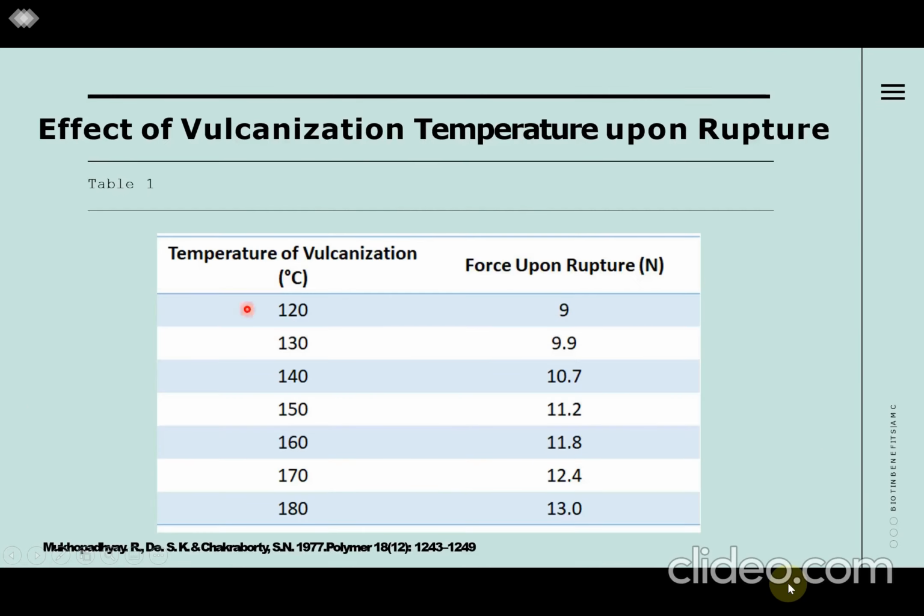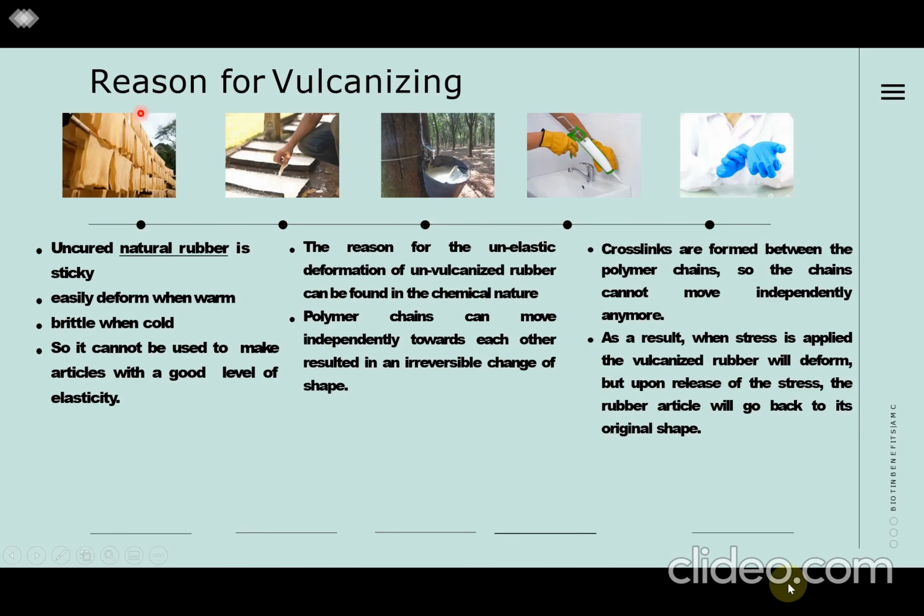This is one of the papers published by a group of researchers where they studied the effect of vulcanization temperature upon rupture. When they used 120 degrees Celsius, it required 9 Newtons of force to rupture the polymer. By increasing the temperature up to 180 degrees Celsius, they required up to 13 Newtons of force to rupture the polymer. Here we discuss the reason why we need to vulcanize the rubber.